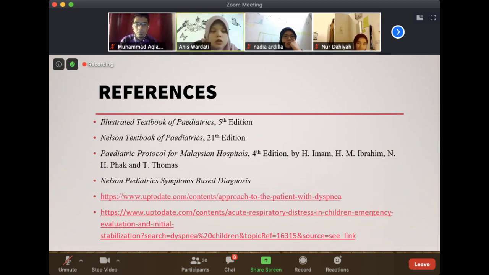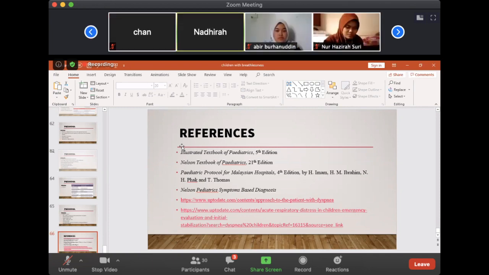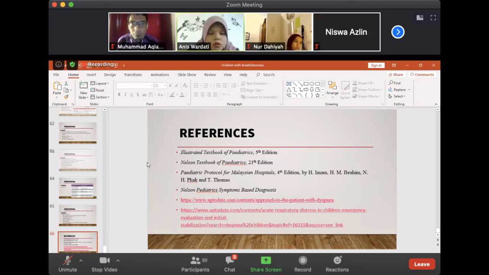May I ask? Is status asthmaticus the same as acute exacerbation of asthma? Because the term has already been omitted from the PRIDS protocol, so I wonder if we are still using that term. I'm not sure.